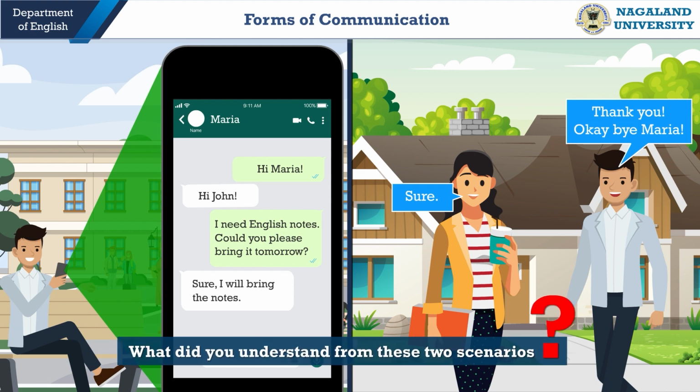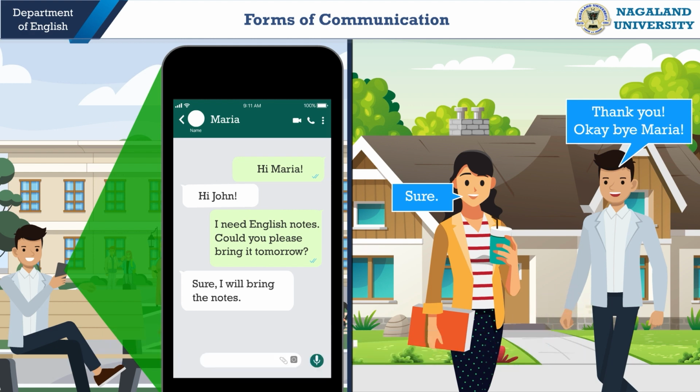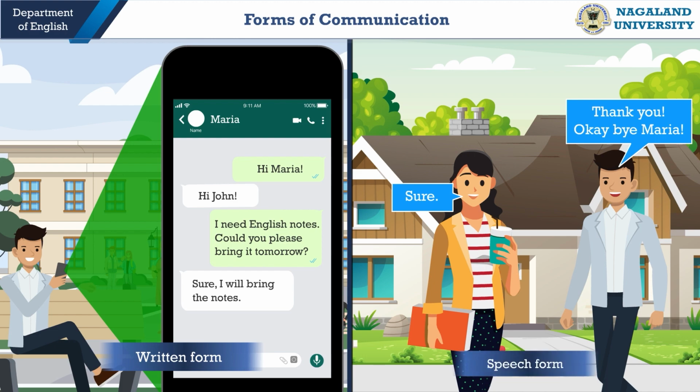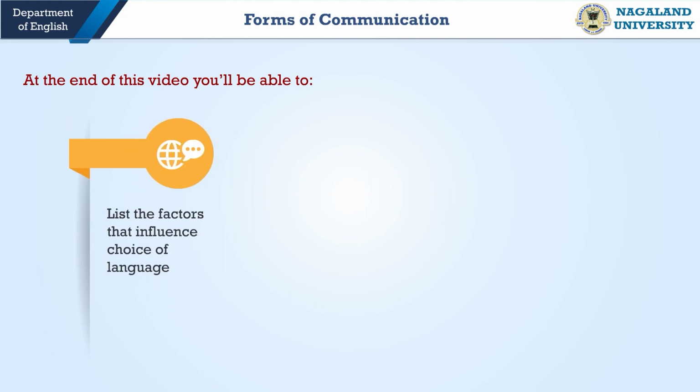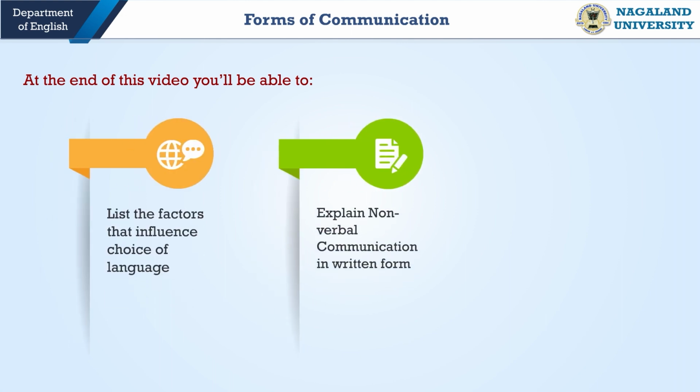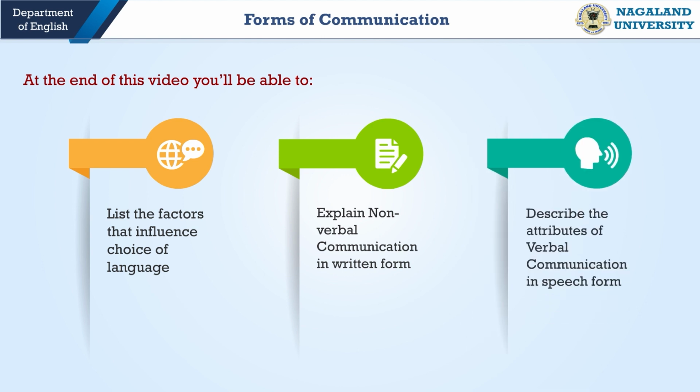What did you understand from these two scenarios? Well, in both scenarios, John has communicated the same, but in different forms. In scenario 1, John has communicated to Maria in written form, and in scenario 2, he has communicated the same through speech form. At the end of this video you'll be able to list the factors that influence choice of language, explain nonverbal communication in written form, and describe the attributes of verbal communication in speech form.